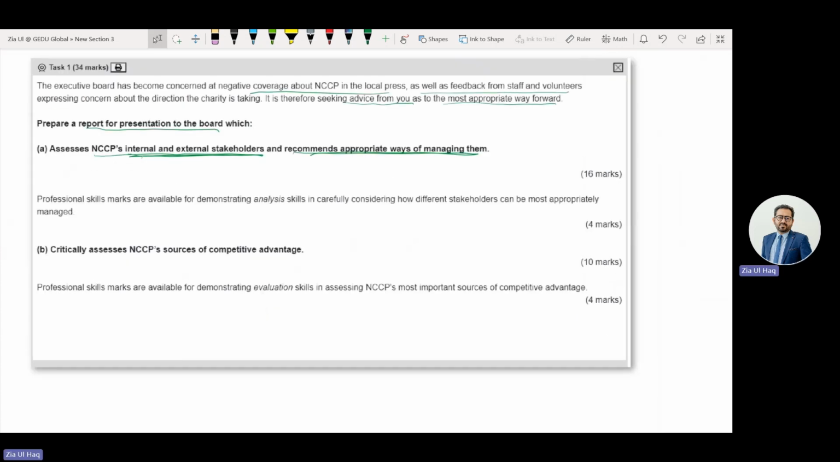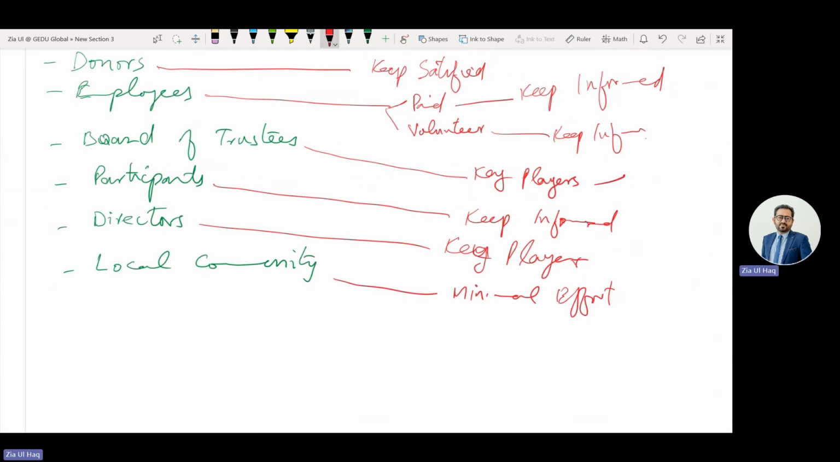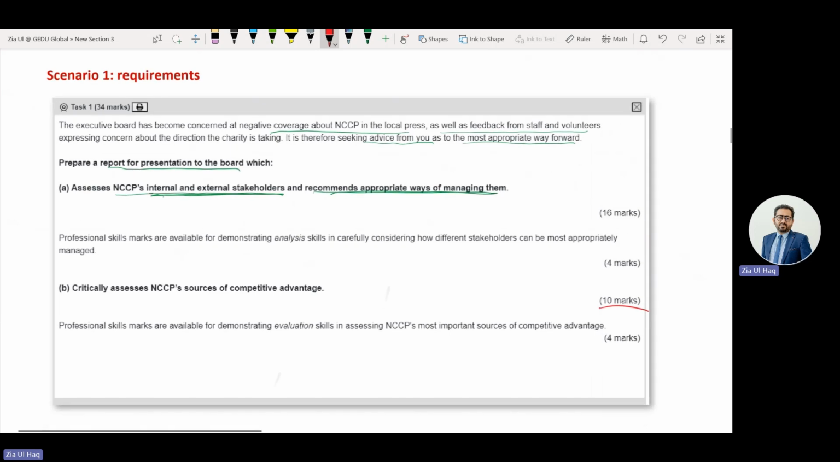Moving towards part B of task 1 for 10 good marks. No conclusion. Just put a heading of one stakeholder, discuss whether he is having low power, low interest, what he is and what he wants, and what the company should do now. No conclusion at all. Recommendation we have provided along with it: if they are key players, what you need to do, if they are keep informed, what you need to do, if they are keep satisfied, what you need to do. Don't need to provide a separate recommendation.